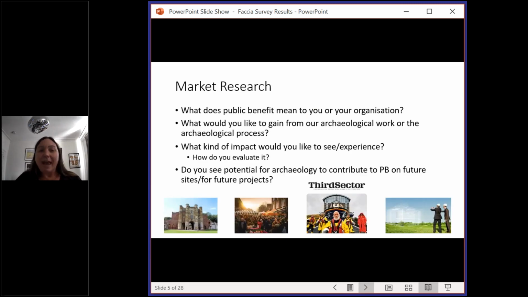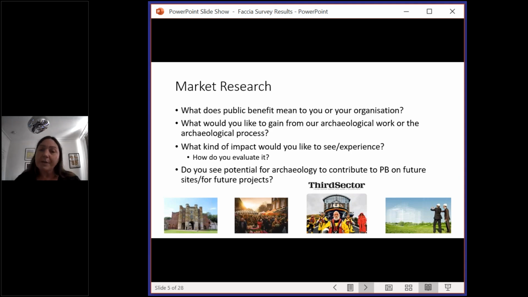So my role has been, as Sadie mentioned, more of a market research approach to understanding public benefit. And I've been consulting or speaking with, sending surveys out to people in the heritage sector, the development sector, members of the third sector, so social enterprises and charities, and of course, members of the public.